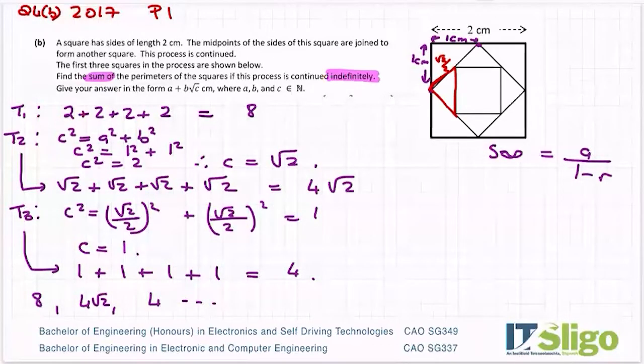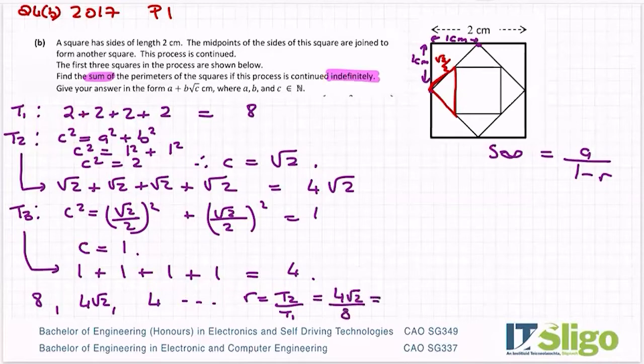Okay, so therefore if I do the sum to infinity, let's work out r, my common ratio. It's equal to T2 over T1, or T3 over T2. It's 4 root 2 over 8, which is equal to, we put that into the calculator, root 2 over 2, or 1 over root 2. But I leave it as root 2 over 2 because that's what the calculator gave you and it doesn't really matter. So I'm going to sub them into this formula here now. So S to infinity is equal to my first term, which is 8, over 1 minus root 2 over 2.